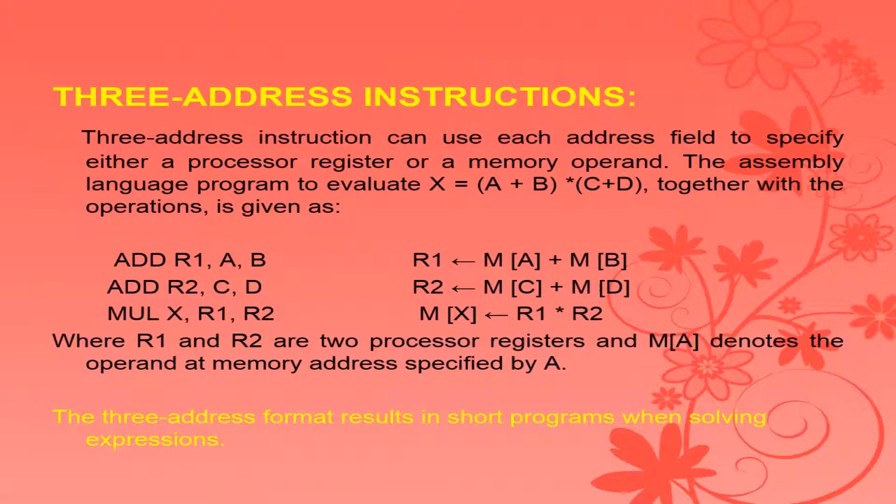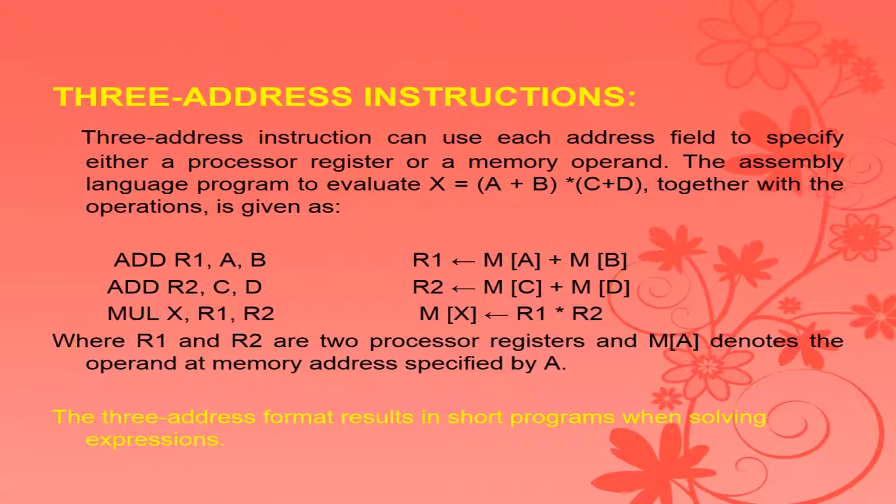3 address instruction formats can use each address field to specify either a processor register or a memory operand. The assembly language program to evaluate X = (A + B) * (C + D) is given below, together with the operations. ADD R1, A, B.